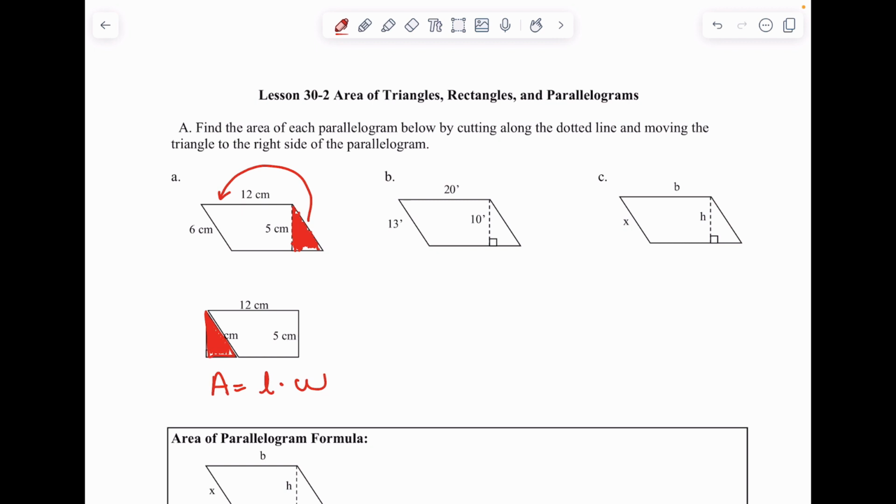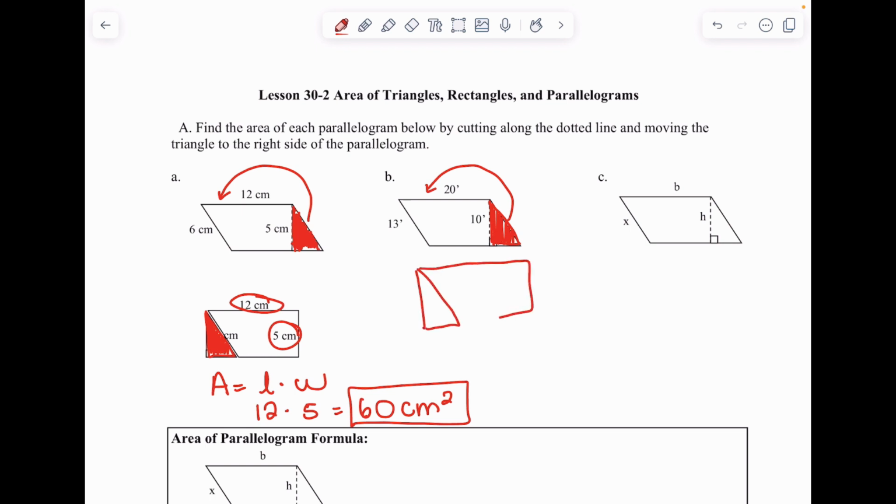So for this parallelogram, I have a length of 12 and a width of 5. So 12 times 5 would get me an area of 60 centimeters squared. So once again, I can remove this triangle piece from the parallelogram and move it to the other side to form a rectangle with the same dimensions. So this rectangle has a length of 20 feet times a width of 10 feet, which would give me an area of 200 feet squared.